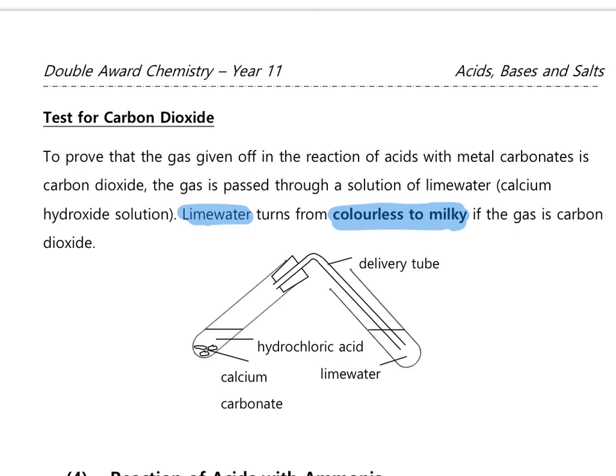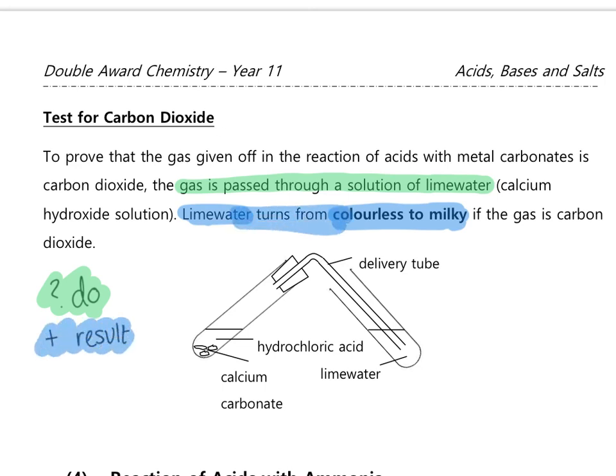But just as we had with our hydrogen pop test, it's important that you state what you actually do and then what the positive result is. So what do you do, and then the positive result. So what you actually do is you bubble the gas through a solution of lime water. I'll highlight that in green. Gas is passed through a solution of lime water. Okay, so that's what you do. And then your result is that your lime water turns from colourless to milky. That's your positive result. So you need to state those two things if asked how to test a gas for lime water in the exam.